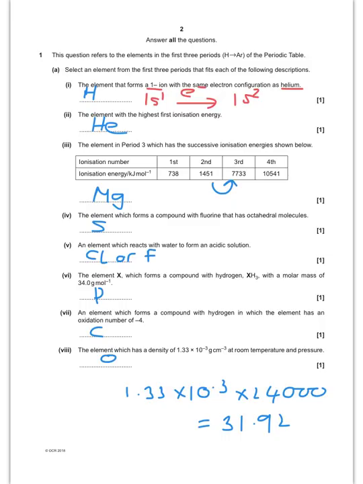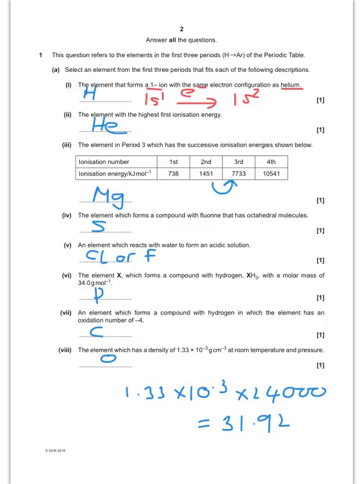Element that forms a compound with fluorine that has octahedral molecules, that is of course sulfur. You would have done that as part of your shapes of molecules, SF6, octahedral. Element that reacts with water to form an acidic solution, that is chlorine or fluorine. You would have done that in group 7 chemistry.